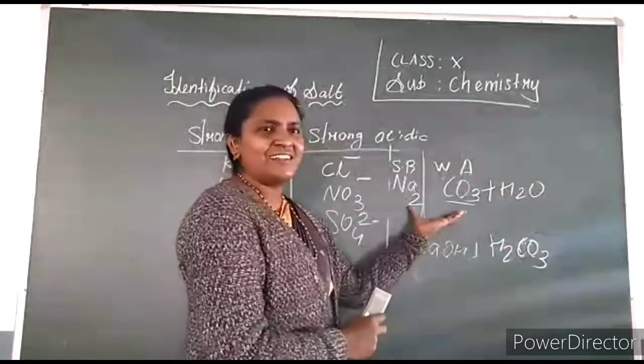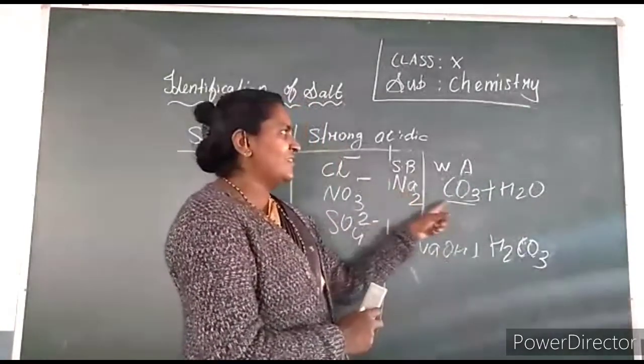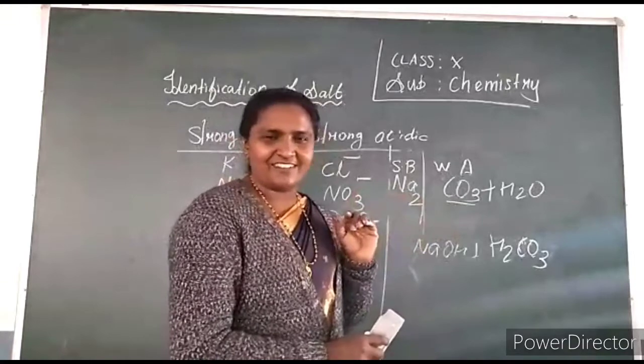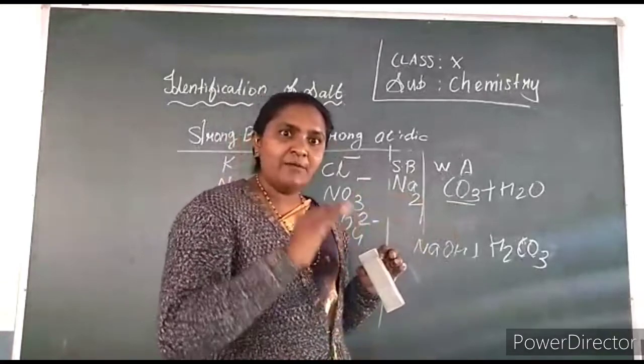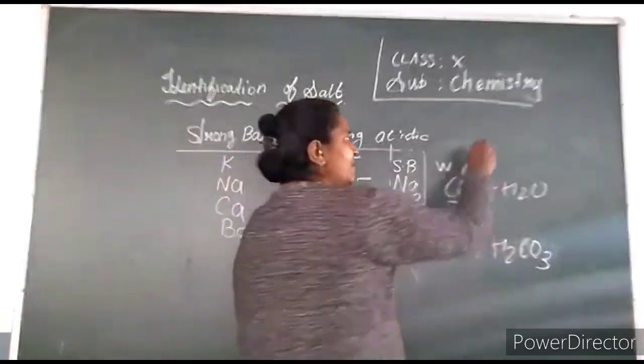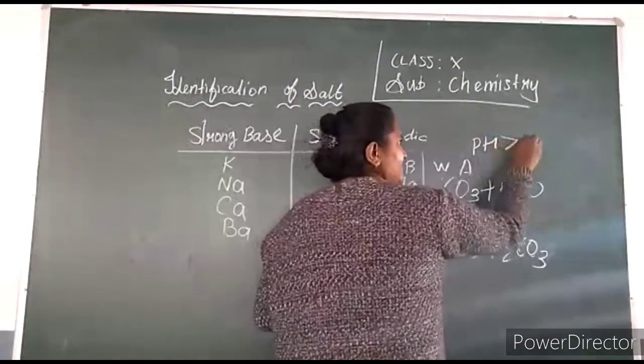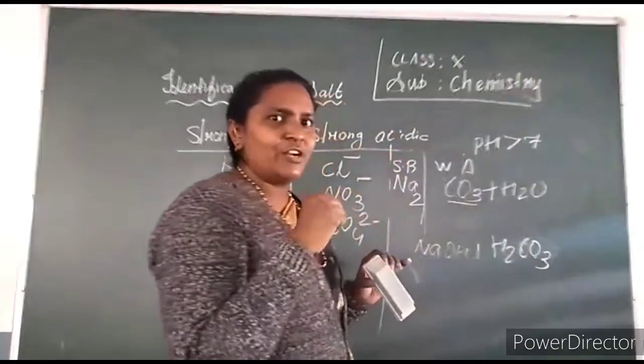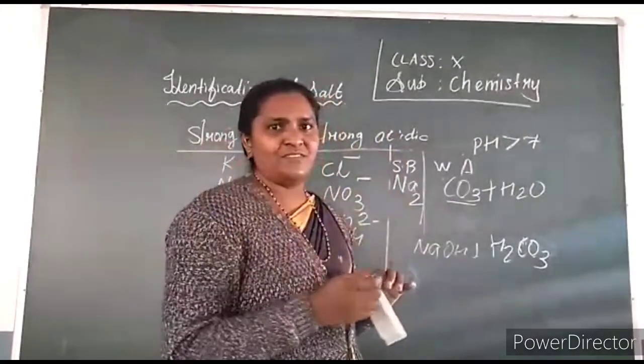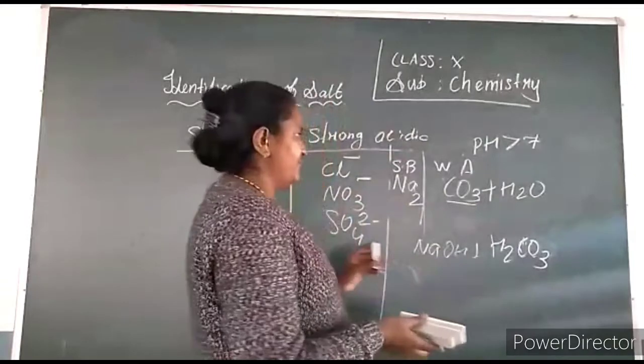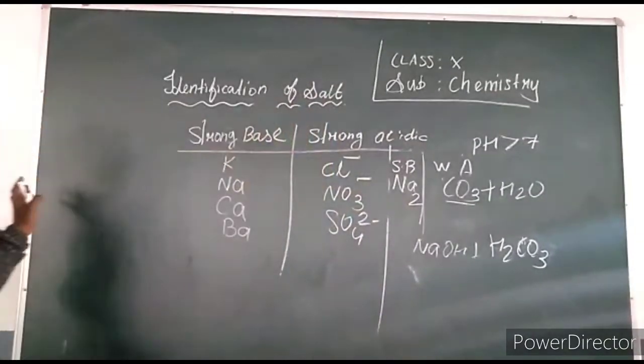Now what type of salt? Base is strong. So it is a basic salt. So pH value will be more than 7. And litmus also changes into blue. Clear? Thank you.